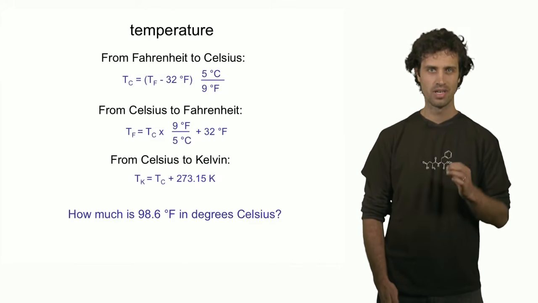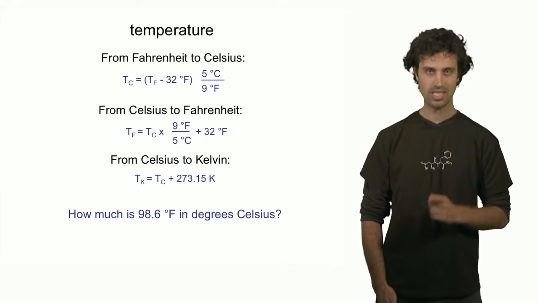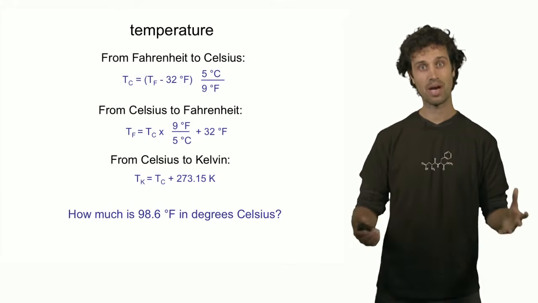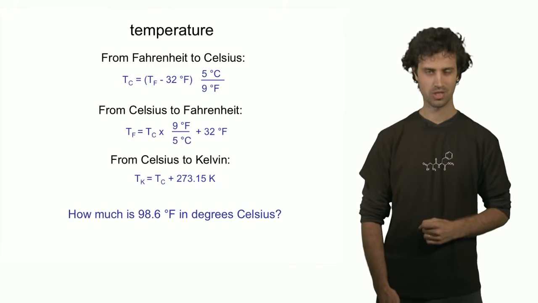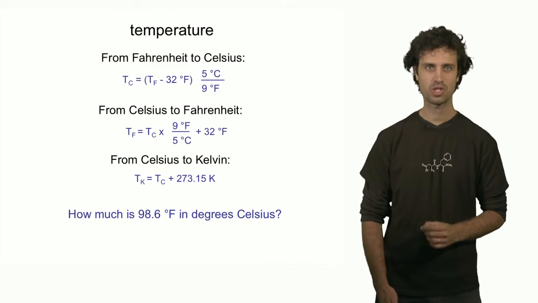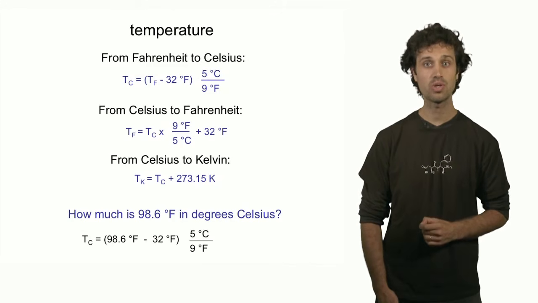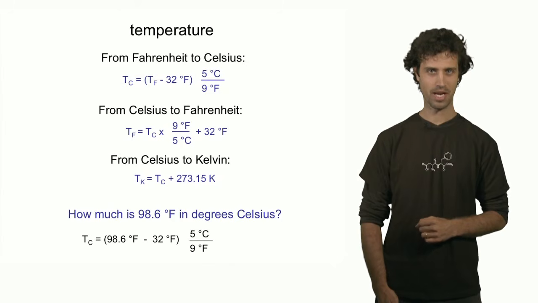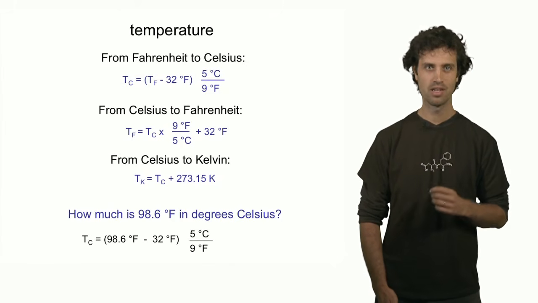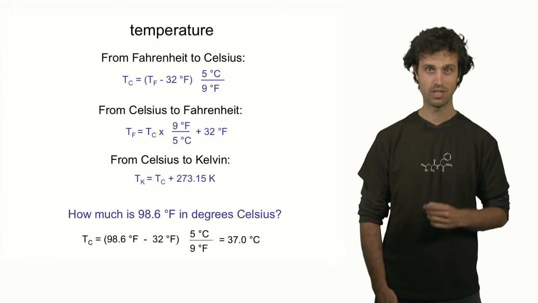Now let's finish this segment with a short exercise. Let's convert 98.6 degrees Fahrenheit, which is about the temperature of your body, from Fahrenheit into Celsius. We take our temperature in Fahrenheit, subtract 32 units of Fahrenheit, then multiply by 5 and divide by 9. We find 37.0 degrees Celsius.